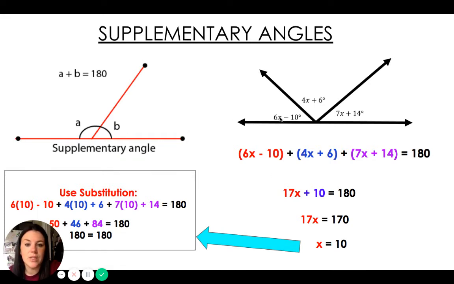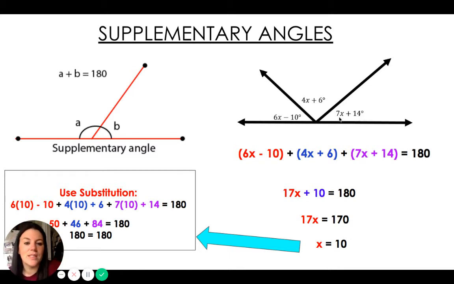You take the first one, 6x minus 10, and put a 10 here. 6 times 10 is 60, minus 10 is 50. So this angle here is 50 degrees. 4x plus 6, so 4 times 10 is 40 plus 6. This angle here is 46. And you might say, well, this angle looks bigger than this angle. This particular example I found on Google, and it's not drawn to scale.